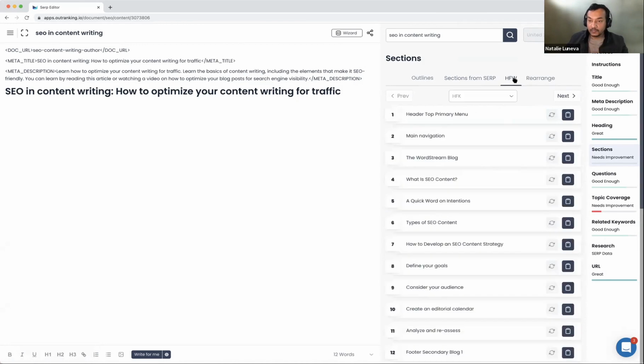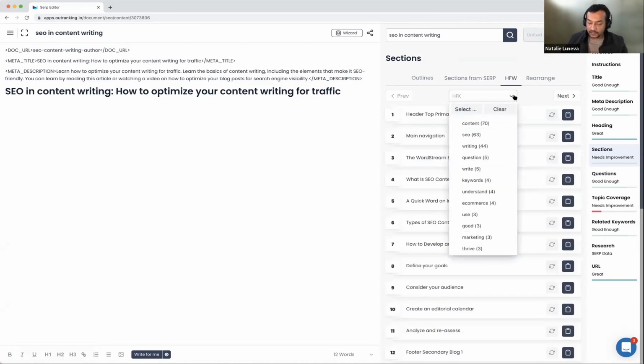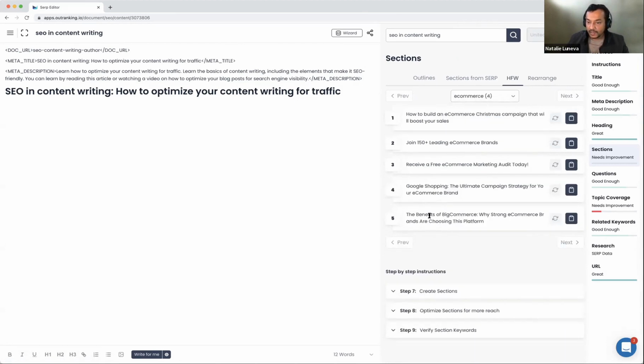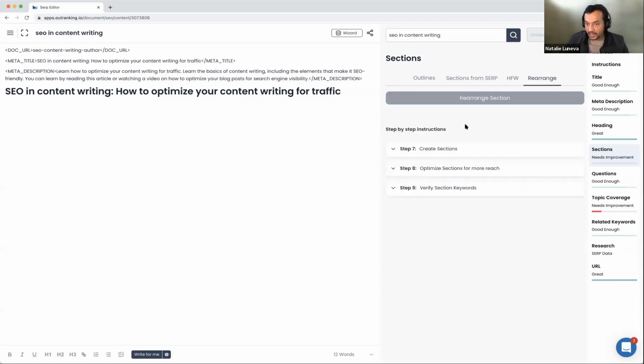Highest frequency words. This is like filtering your outline based on certain keywords. So if you say, I want to just see what people have mentioned about e-commerce, it will show you all the headings that people have used related to e-commerce in their content, right? So it allows you to figure out certain information. And most important, rearrange allows you to rearrange your sections, which are in the editor, so we can come back to it to review this.